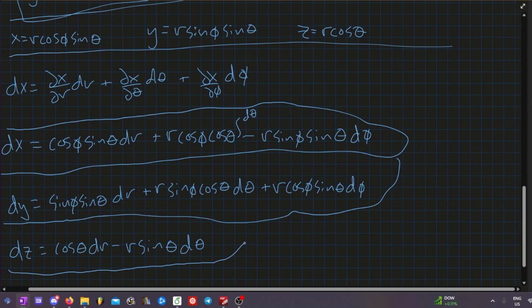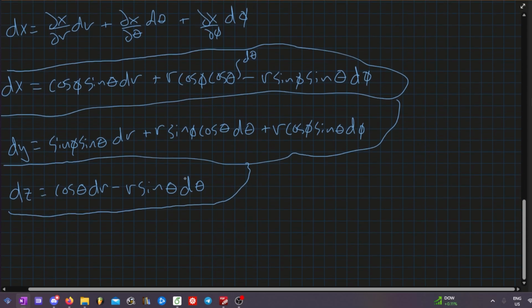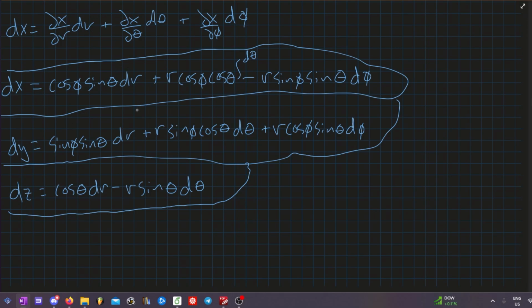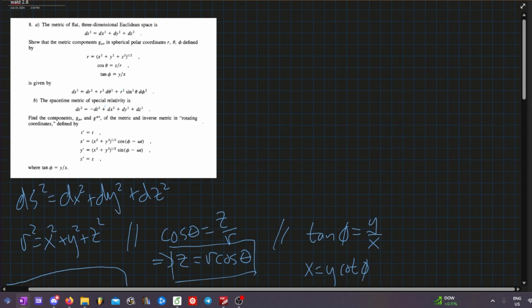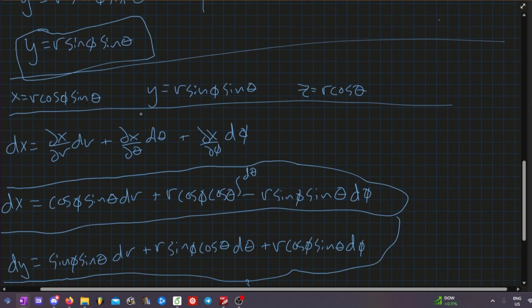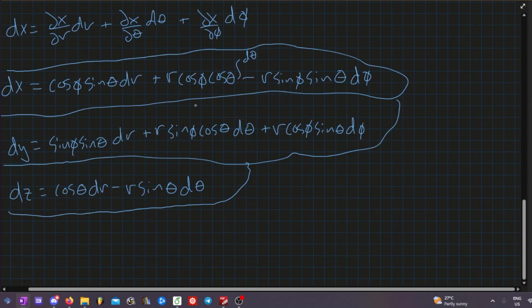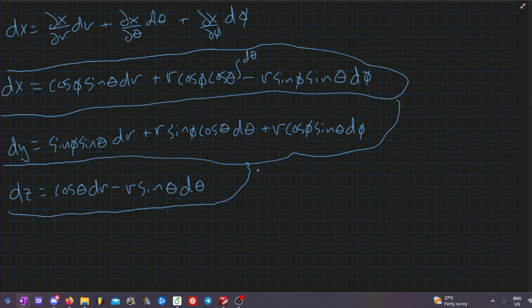Now all that's left to do is square each of these expressions, add them together, and simplify that. I am not doing that by hand. I plugged mine into Mathematica and simplified that way and was able to show that it matches the line element shown at the bottom of the problem here. So that was my complete proof. If you guys want to work this out by hand, you certainly can, but it's very time consuming and not very illuminating, I don't think.